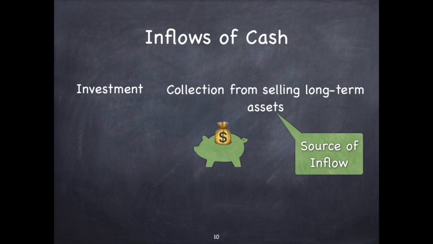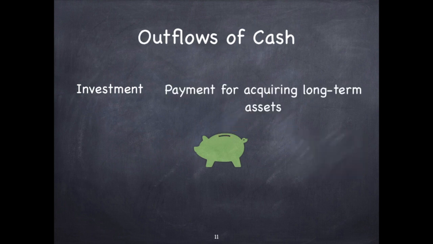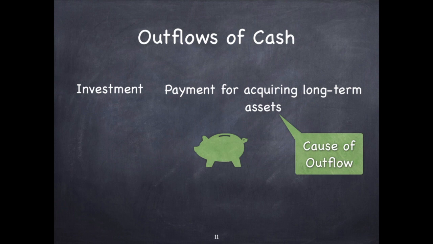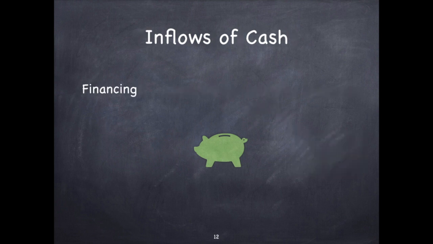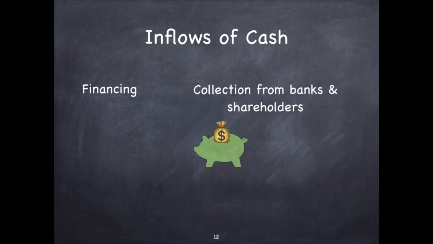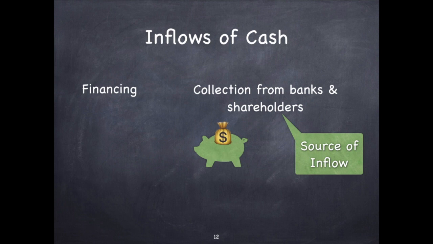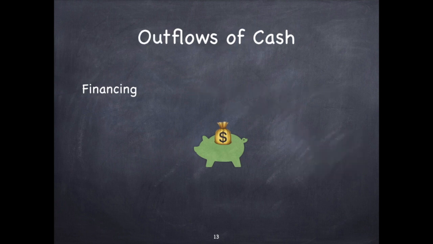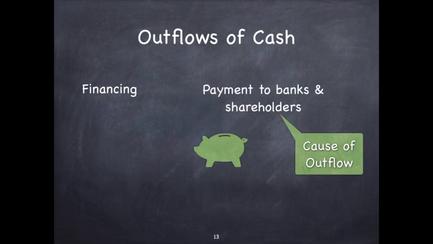Investment cash flows are collections from selling long-term assets. So in this section, investment cash flows, we focus only on long-term assets. And outflows under this heading are the result of payment for acquisition of long-term assets. And financing cash flows are collections from banks and shareholders. So you take a loan or issue new shares, you have a financing inflow, and repayment to banks or payment to shareholders as dividends or repurchase of stock. These will result in outflows under the head cash flow from financing.